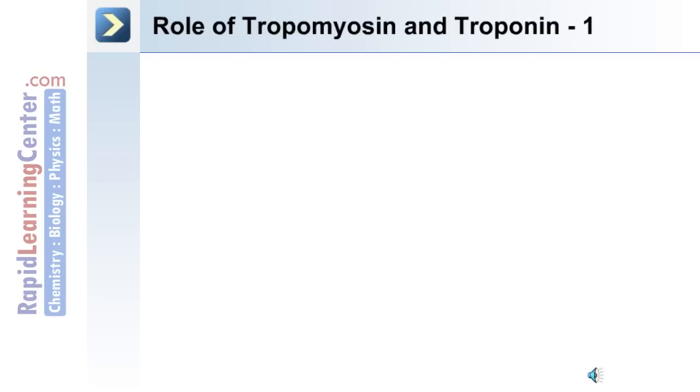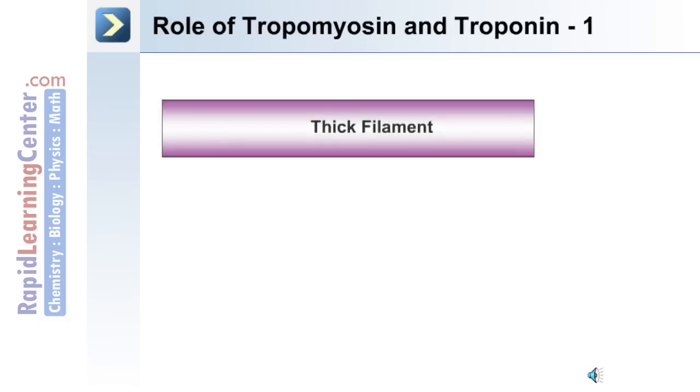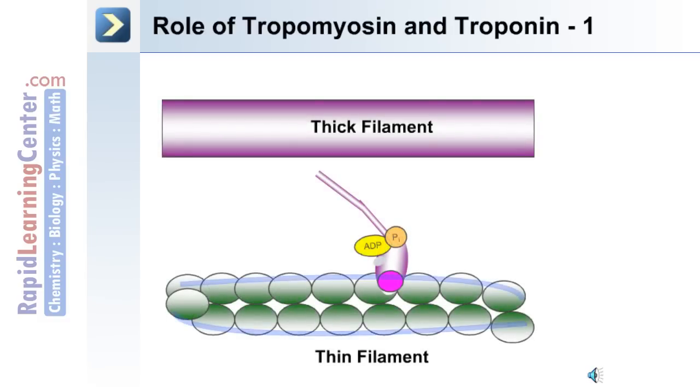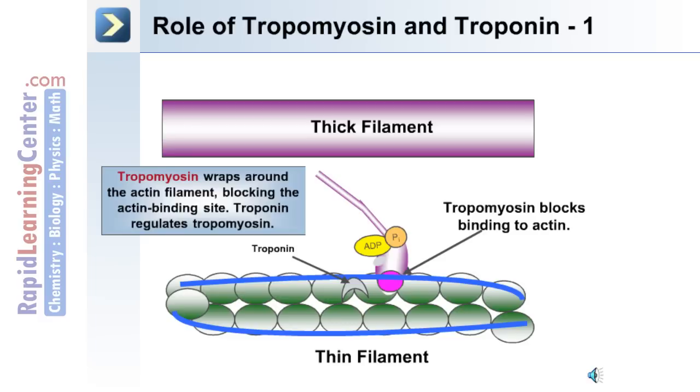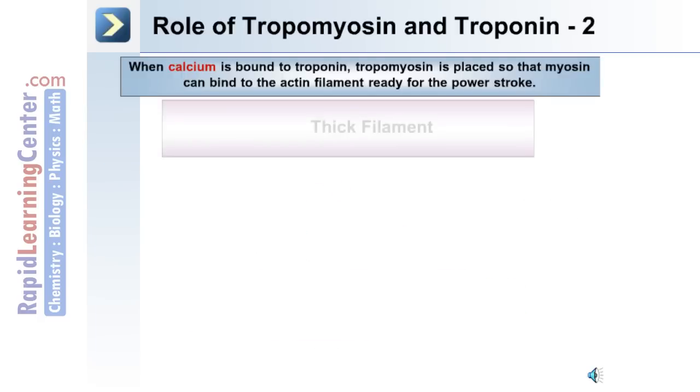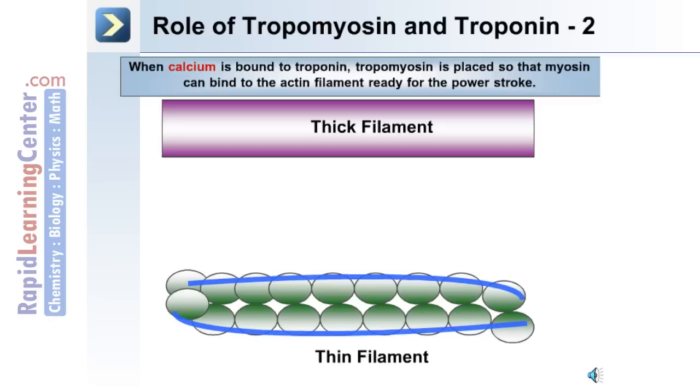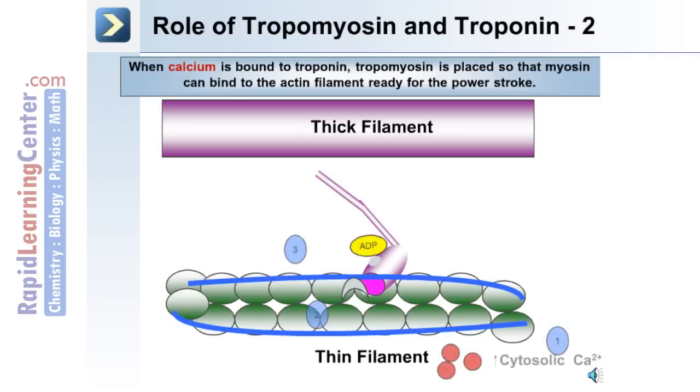Now let's discuss the role of the regulatory proteins tropomyosin and troponin in the sliding filament theory. Tropomyosin blocks binding to actin. Tropomyosin wraps around the actin filament, blocking the actin binding site. Troponin regulates tropomyosin. When calcium is bound to troponin, tropomyosin is placed so that myosin can bind to the actin filament ready for the power stroke. This involves cytosolic calcium.